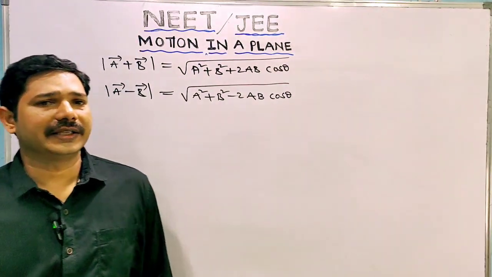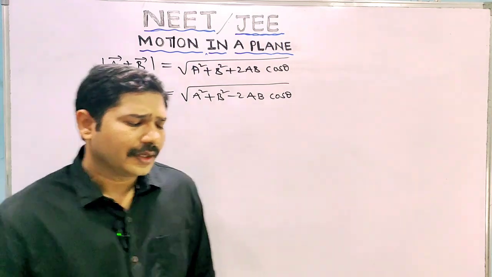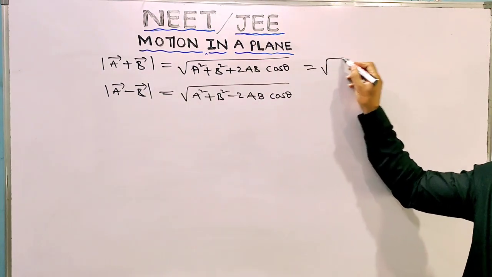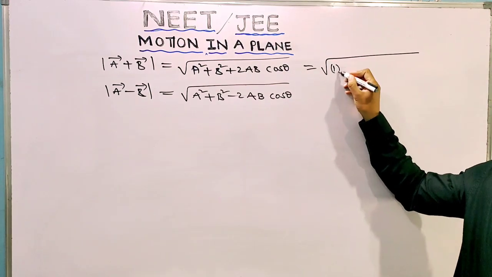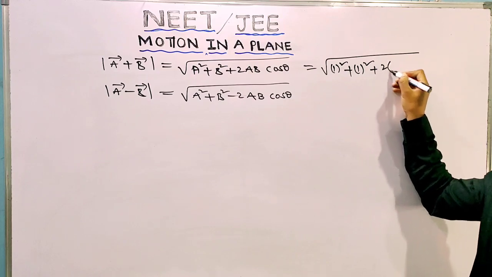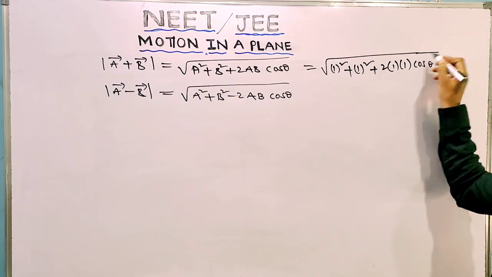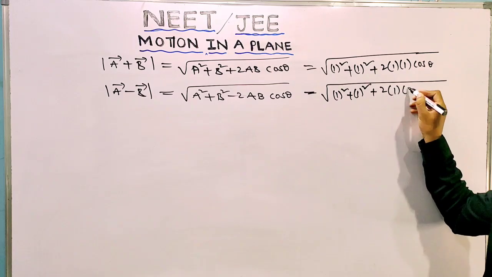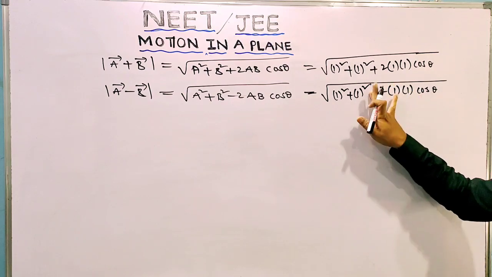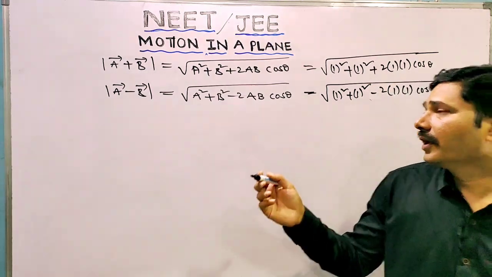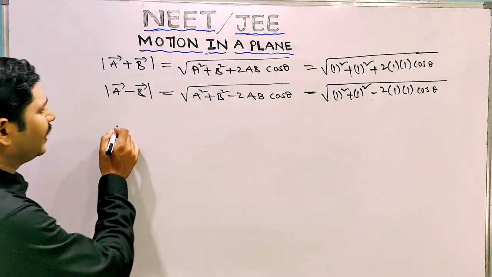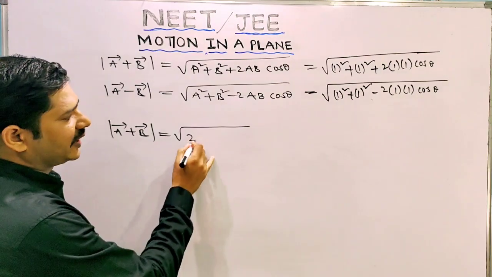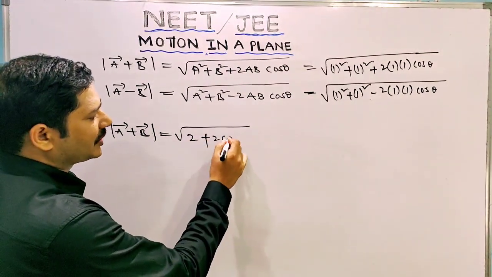Okay, so how to calculate this, we'll see. Here unit vectors they are saying, so both the magnitudes are equal. So A we can take as one, B also one only. So here, 1 square plus 1 square plus 2 into 1 into 1 cos theta, and in this also the same, 1 square plus 1 square minus 2 into 1 into 1 cos theta, here minus. Now we'll observe here, 1 square plus 1 square for mod of A bar plus B bar. So what is the value? 1 plus 1, 2, 2 cos theta.